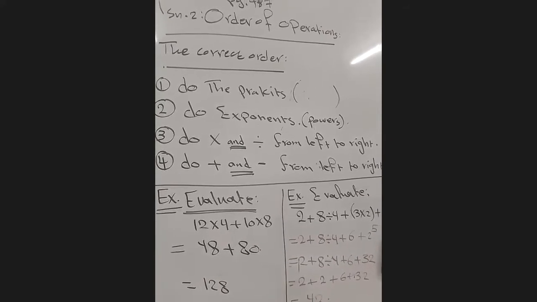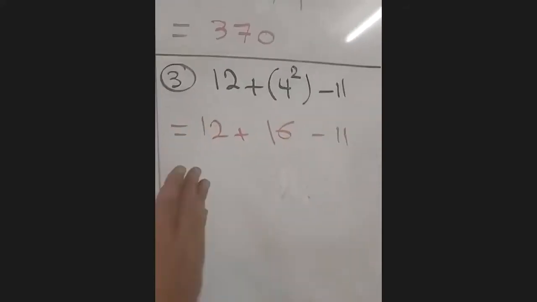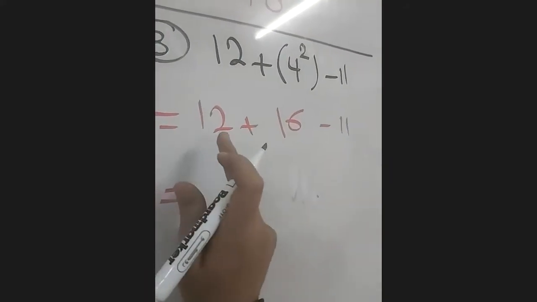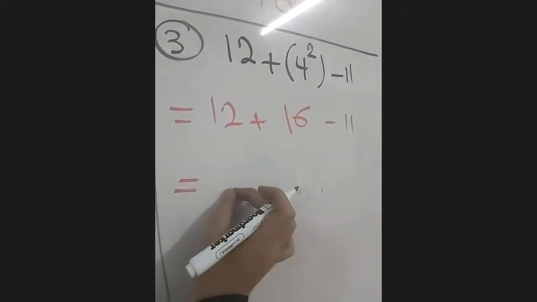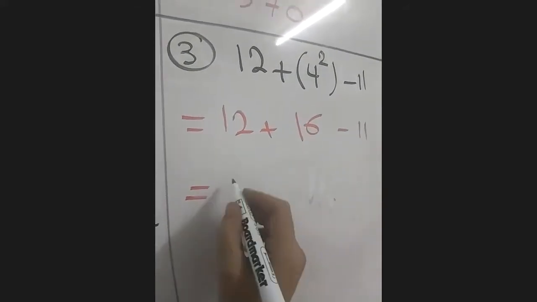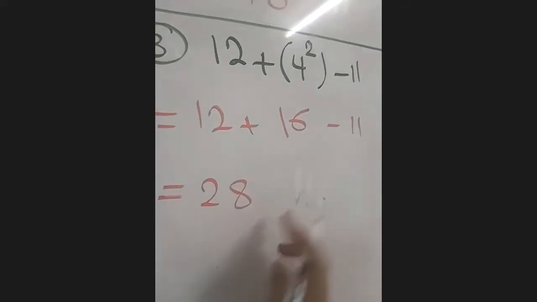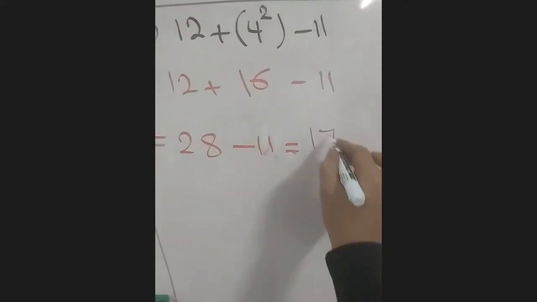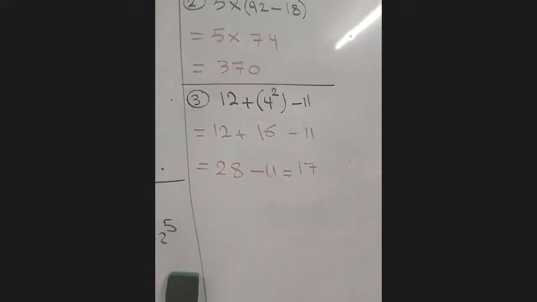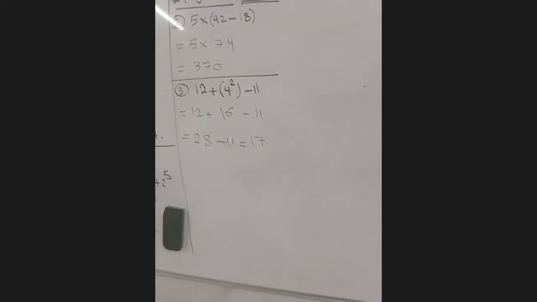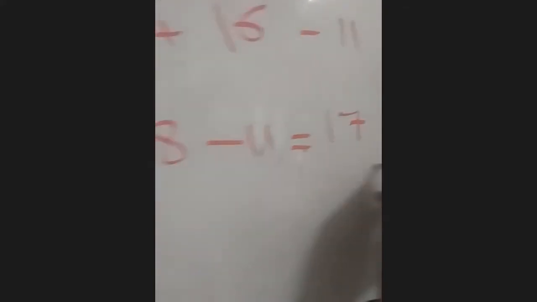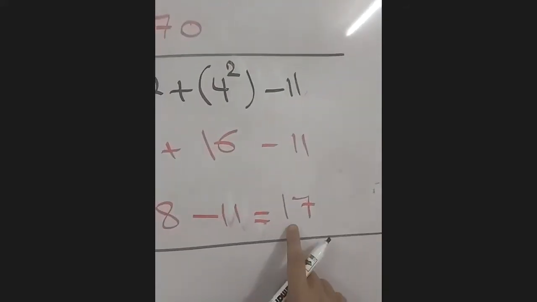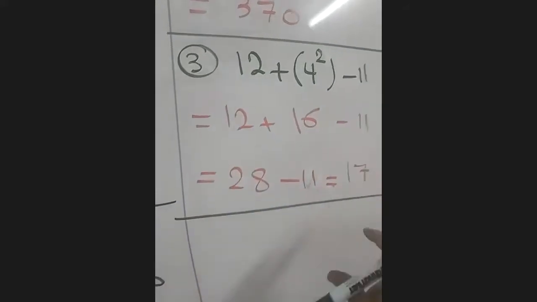Do plus and minus from left to right. Yalla, from left to right. Do we have a plus? Yeah, 12 plus 16. How much? 28. Minus 11. The last thing, which is 17, right? Do you understand it? Yes, I understand. Good boy. This is question 3, guys. Copy it, please. Copy the question. Copy the steps. Don't copy only the last answer. Copy the steps, please.